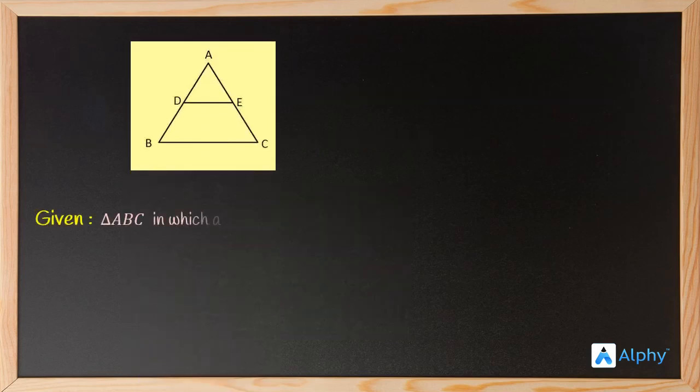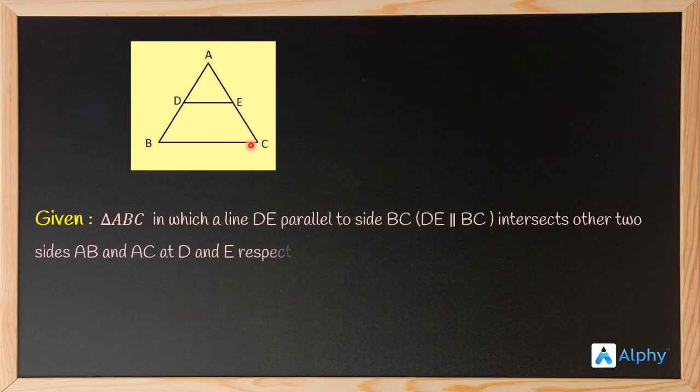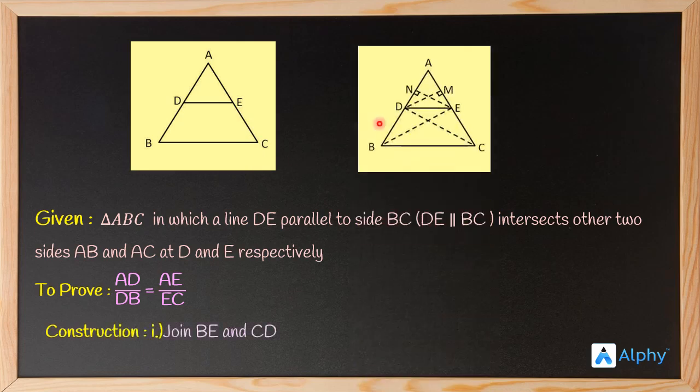Now we are given the triangle ABC where line DE is parallel to line BC, and this line intersects the side AB at point D and side AC at point E. Now we are required to prove that AD by DB is equal to AE by EC. For that, we need to do some constructions. First of all, we will join BE and CD, and we will draw a perpendicular DM to the side AC and a perpendicular EN to the side AB. Now let's look at the proof.